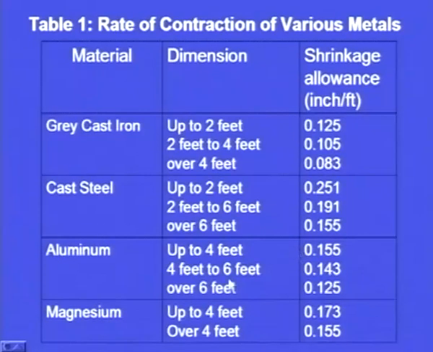When we are making a casting with aluminum up to 4 feet, the shrinkage allowance should be 0.155 inches per foot. From 4 feet to 6 feet, it should be 0.143 inches per foot. Over 6 feet, it should be 0.125 inches per foot. When we are making a casting of magnesium up to 4 feet, the shrinkage allowance should be 0.173 inches per foot. Over 4 feet, it should be 0.155 inches per foot.